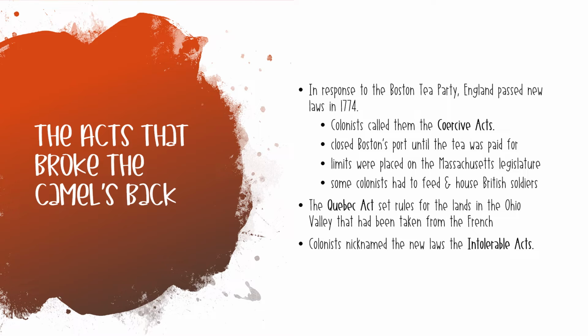In retaliation for the Boston Tea Party, Parliament passed new laws directed at Massachusetts in 1774. They were dubbed the Coercive Acts because they were meant to force colonists to behave. These laws closed Boston's port for trade until the tea was paid off. Limits were placed on the Massachusetts legislature, and some colonists had to feed and house British soldiers. In addition, the Quebec Act set rules for the lands in the Ohio Valley that had just been acquired from the French. It stated that colonists were not allowed to settle westward and the land would be left for the Native Americans to settle. Colonists nicknamed these new laws the Intolerable Acts.